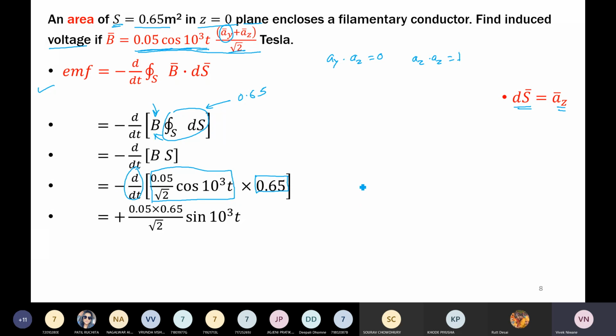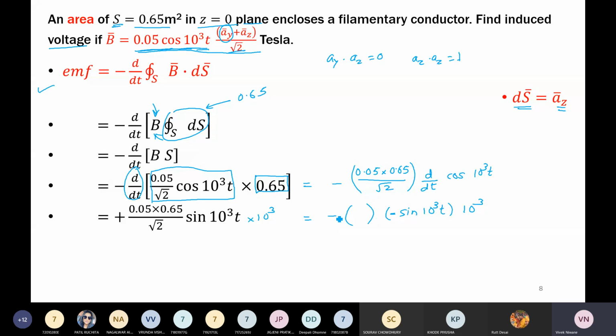How can we do this? I will write down over here minus 0.05 into 0.65 upon root 2 d by dt cos of 10 raised to 3t. So this is nothing but minus, the bracket as it is. You can do the calculations. Cos का डेरिवेटिव क्या होता है? माइनस साइन. Minus sine of 10 raised to 3t along with 10 raised to 3, यहाँ पे वो 10 raised to 3 रह गया लिखना.